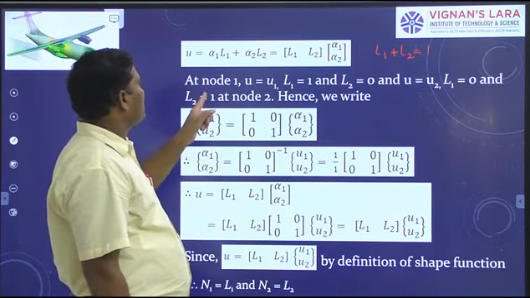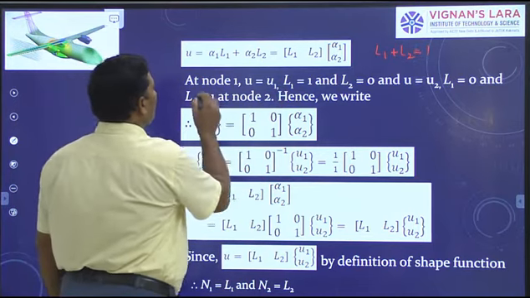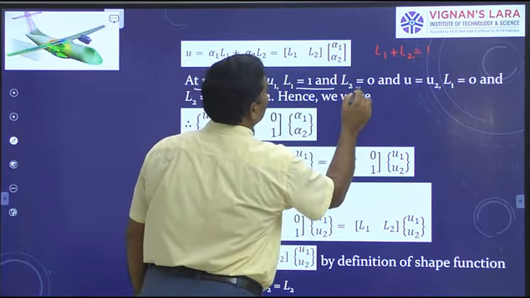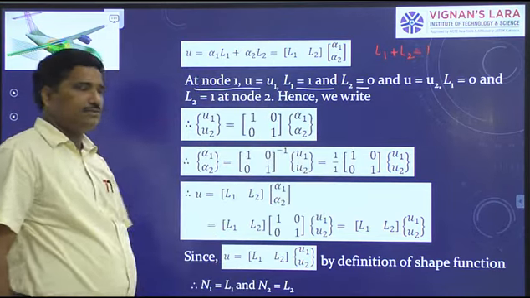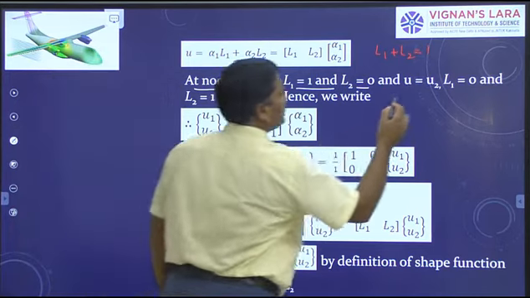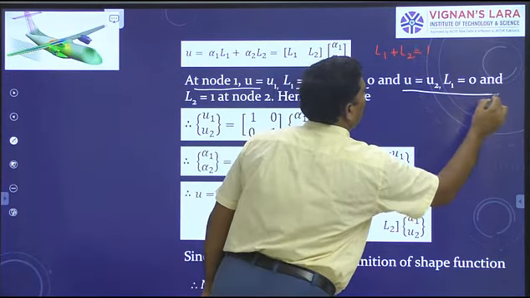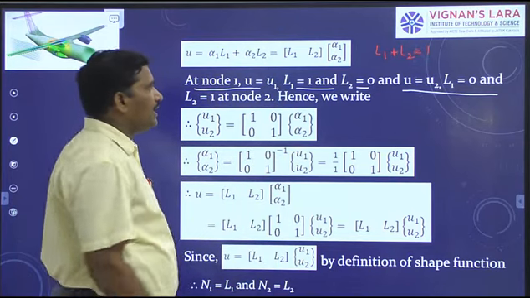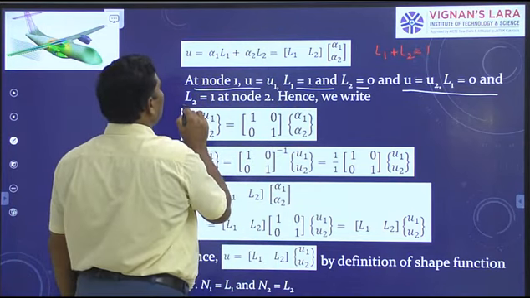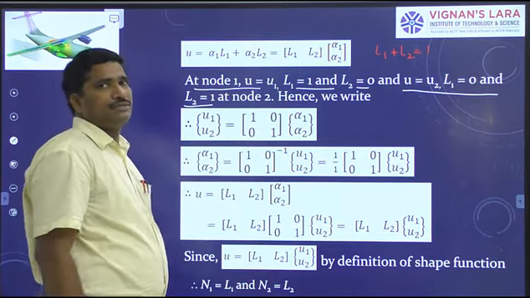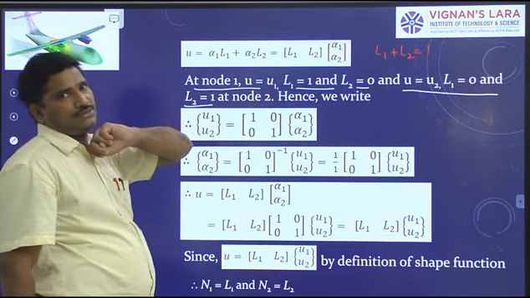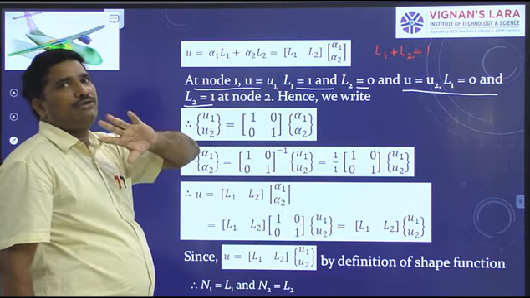What is the first condition? At node 1, U equals U1, for which L1 equals 1 and L2 equals 0. This is the first condition. And what is the second condition? U equals U2 at node 2, for which L1 equals 0 and L2 equals 1. This is the second condition. We have two unknowns, therefore we want two conditions. What for? To acquire two equations.